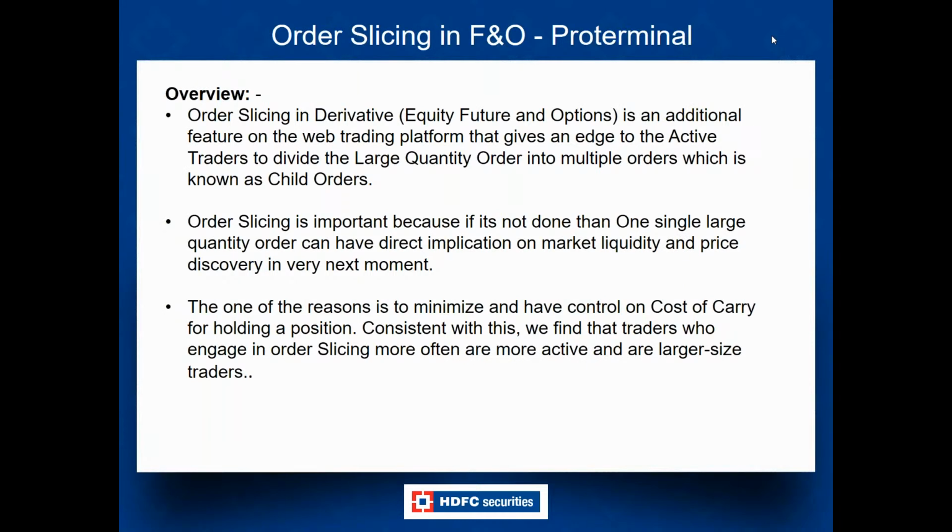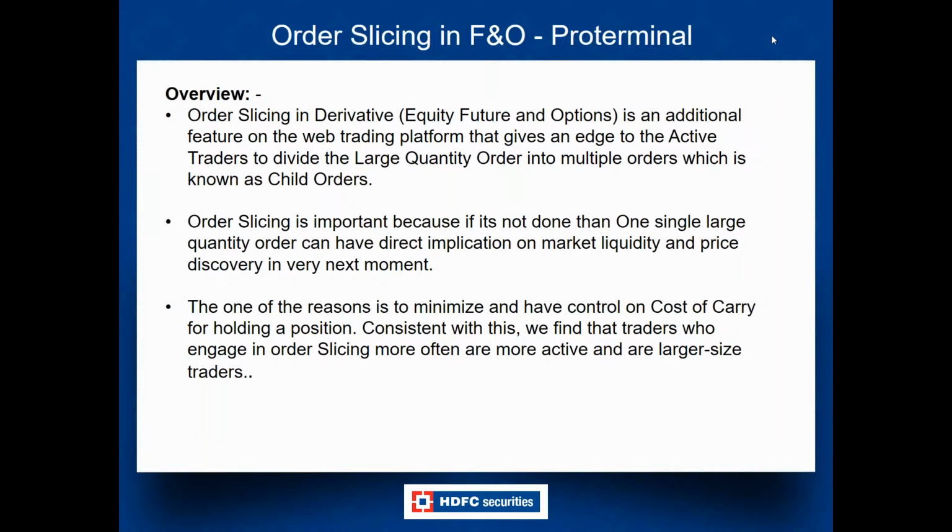Order slicing in derivatives is an additional feature on the web trading platform that gives an edge to active traders to divide a large quantity order into multiple orders, which are known as child orders. Order slicing is important because if it is not done, then one single order of a large quantity can have a direct implication on market liquidity and price discovery in the very next moment. One of the reasons is to minimize and have control on the cost of carry for holding a position. Consistent with this, we find that traders who engage in order slicing more often are more active and large size traders.